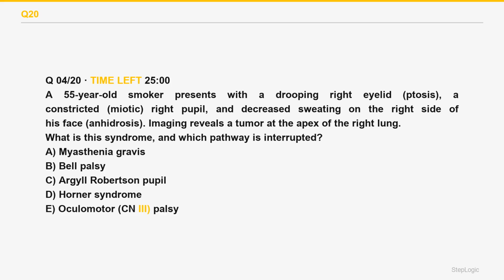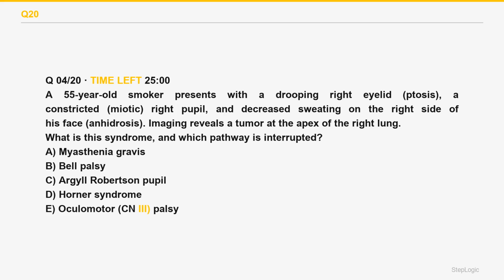What is this syndrome and which pathway is interrupted? A 55-year-old smoker presents with a drooping right eyelid, ptosis, a constricted miotic right pupil, and decreased sweating on the right side of his face, anhidrosis. Imaging reveals a tumor at the apex of the right lung.